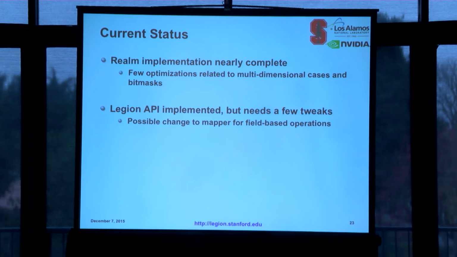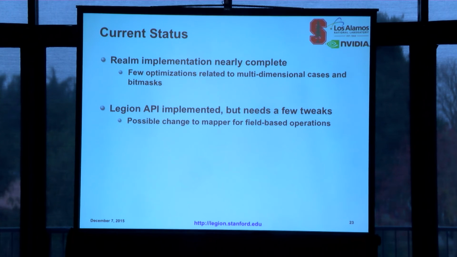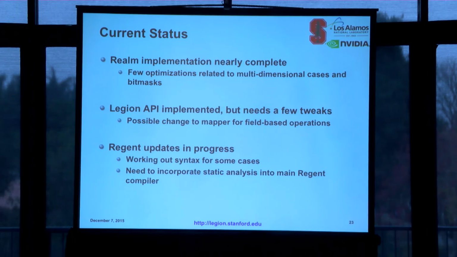The Legion layer has an API implemented. It needs a few tweaks because I changed some things underneath that Mike hasn't caught up with yet. And there's an open question we need to answer about whether the mapper needs to be involved in deciding which actual field data to use if there are multiple copies. And then the Regent updates are in progress. We're working out the syntax for some cases. The static analysis is currently done as a side thing. We need to actually dump it into the main Regent compiler so that everybody can have it. The thinking, though, is that this is all imminent.